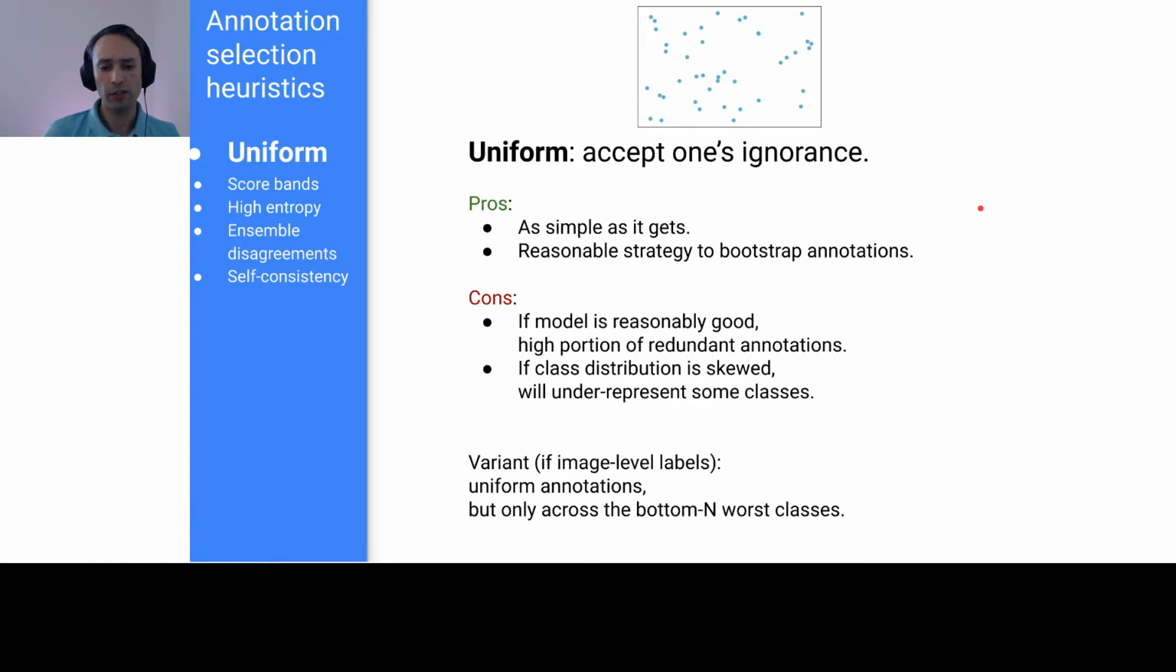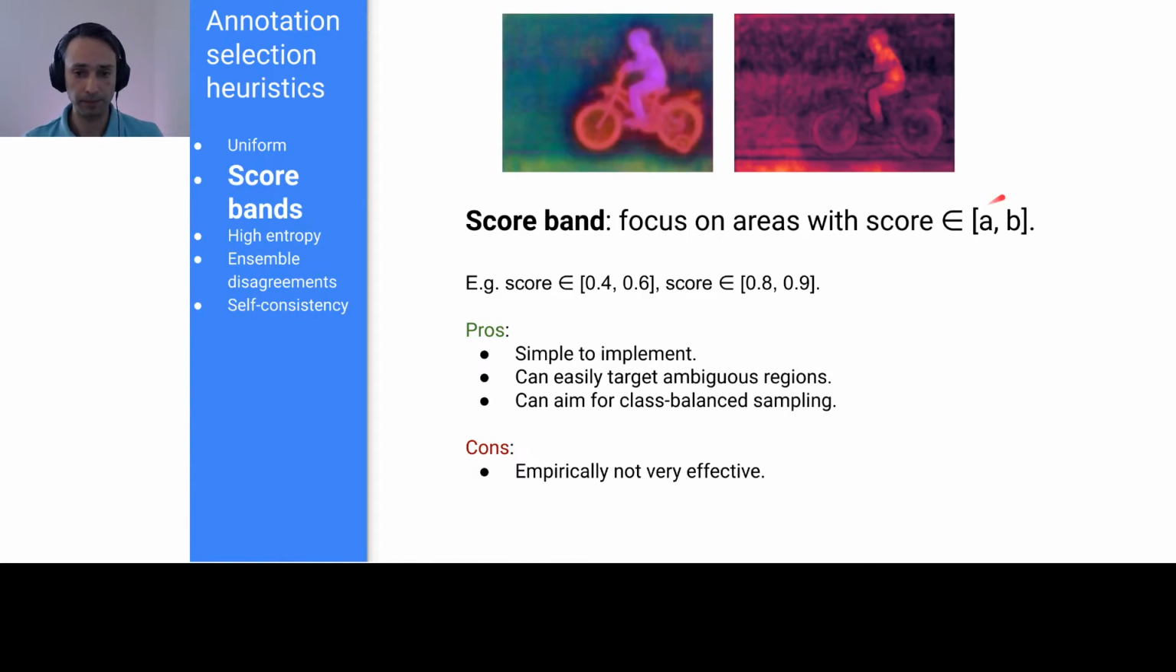So there are some variants. For instance, if you have image level labels, then you might want to do uniform annotation, but only across the classes that you know the model is underperforming. So this is something you should keep in mind. It should be in your system as a baseline, and it's trivial to implement.